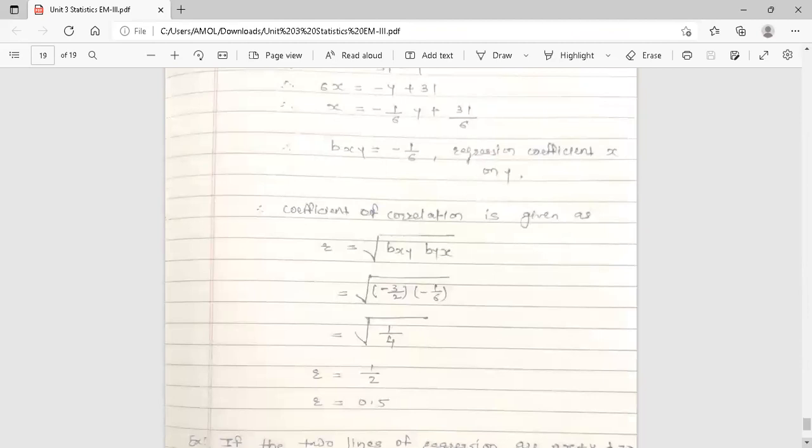Okay. So these are the examples on regression lines, and this topic, regression line, is over here. And today's session is also over here.